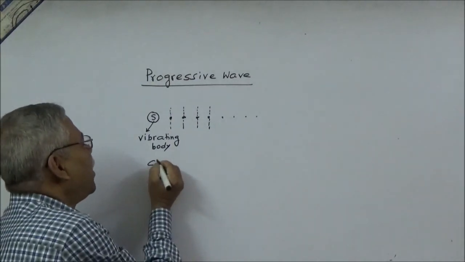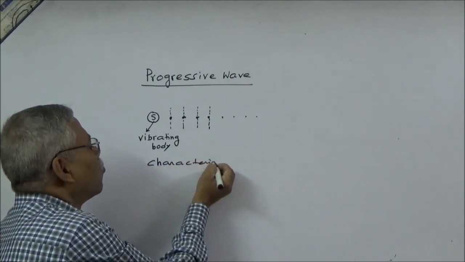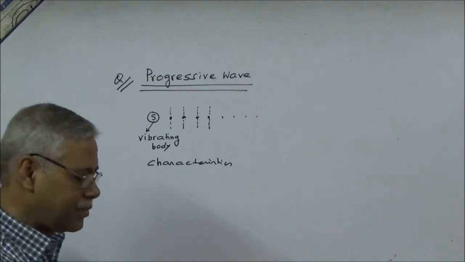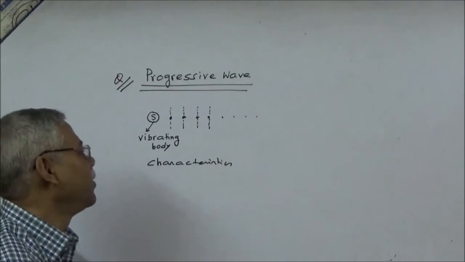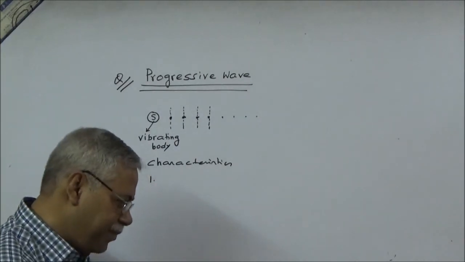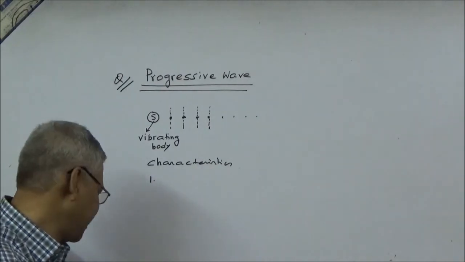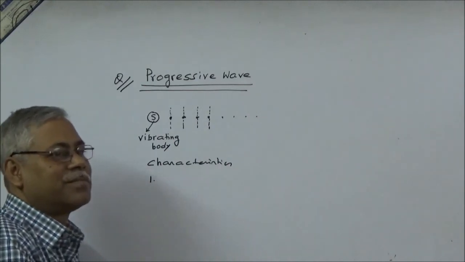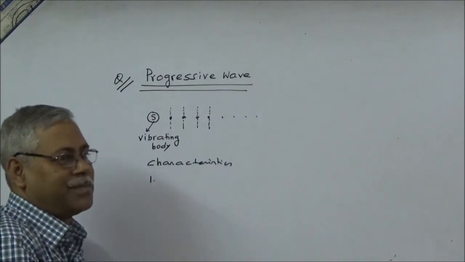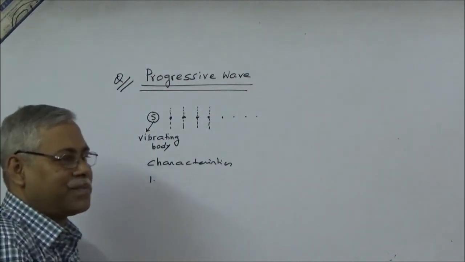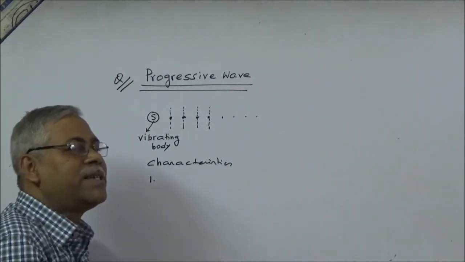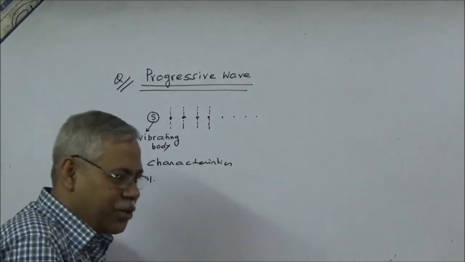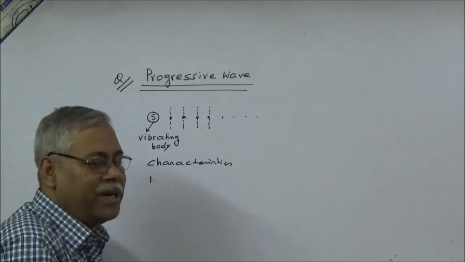Now write the important characteristics. This will be very important, may come in your exam. The question is: write the characteristics of progressive wave. First point, for generation of progressive wave, a source is required. The source is essentially a vibrating body.